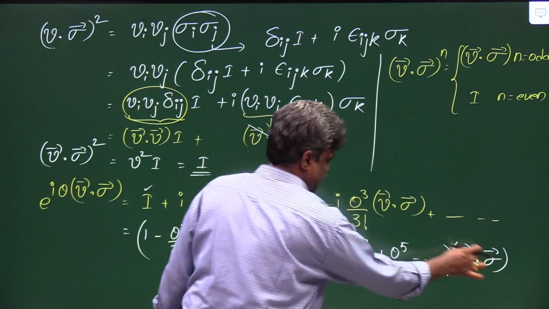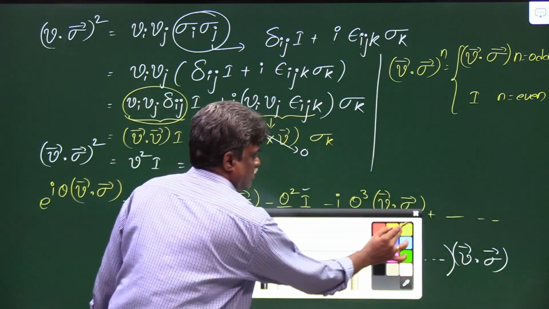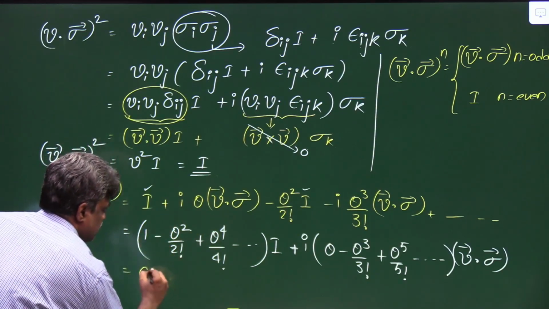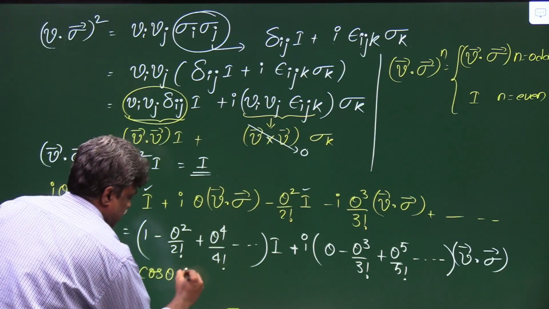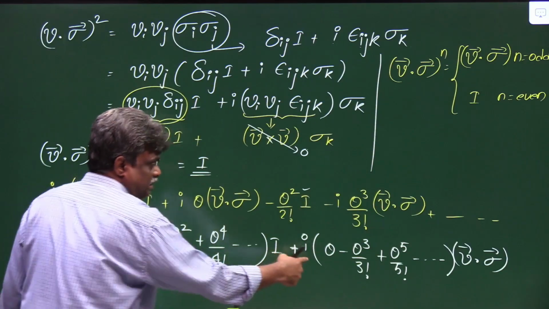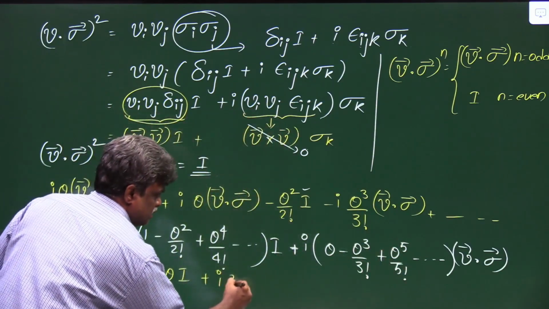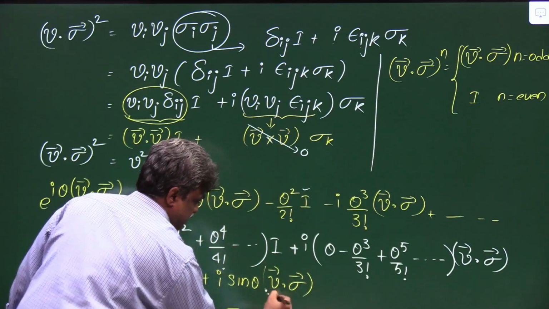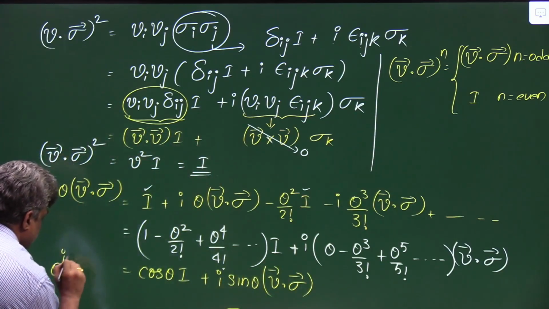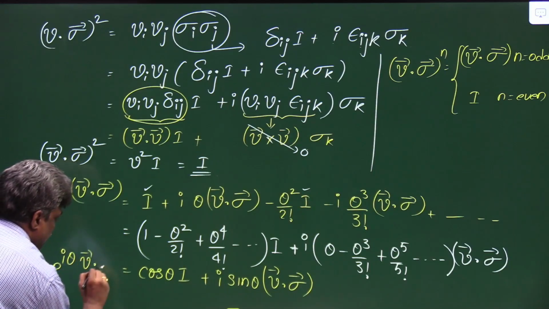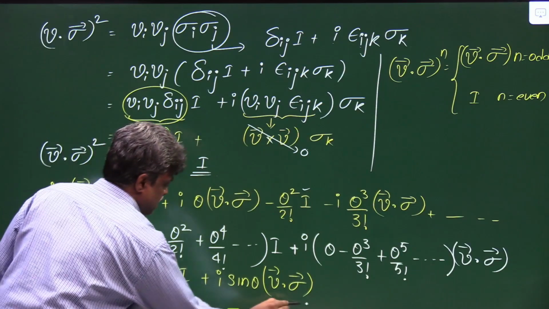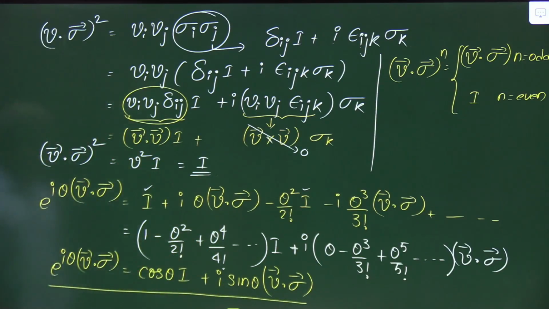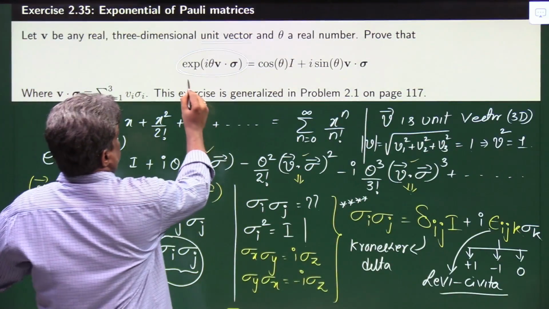So anywhere you can write this here, nothing will happen. I hope everybody knows this is the Maclaurin series of cos theta, and I plus iota, and this is the Maclaurin series of sine theta. So sine theta, and after that v bar dot sigma bar as it is. So this is e raised to iota theta v bar dot sigma bar, where v is a unit vector in 3 dimensions. So this is what we have derived.